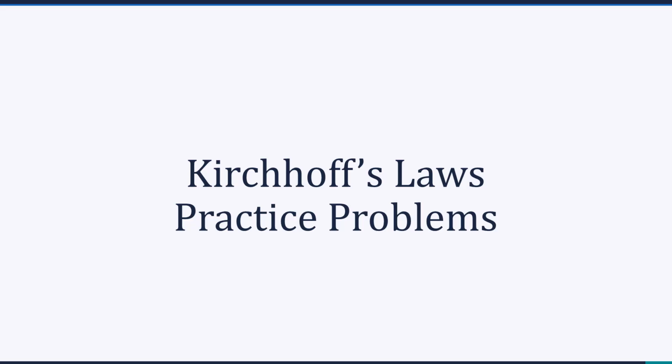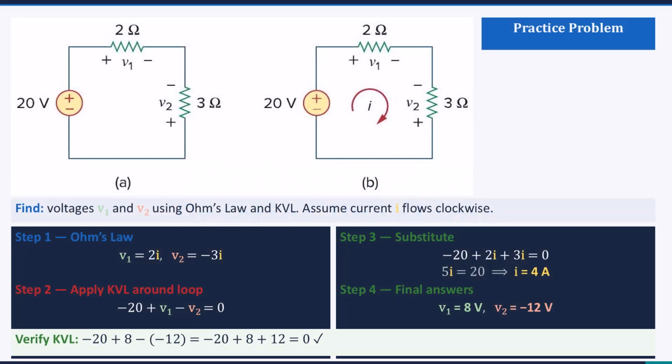Pay close attention to the polarity markings, the plus and minus signs on each element, because choosing the correct sign is the most common place where students make mistakes. Let's begin. Look at the circuit on the left, labeled A.